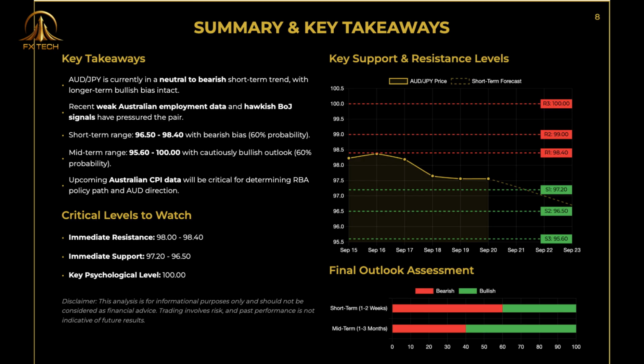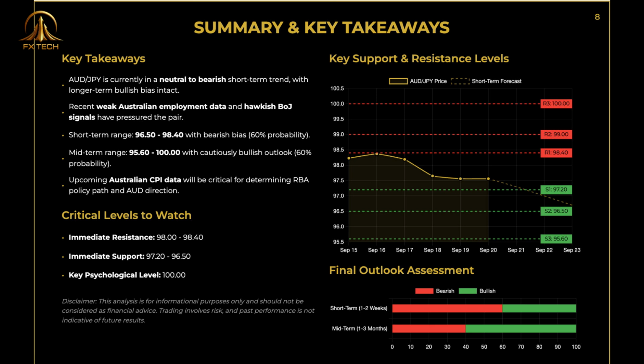For the short term, we expect the pair to trade within a range of 96.50 to 98.40, with a bearish bias carrying a 60% probability. Looking further ahead to the midterm, our outlook becomes cautiously bullish, with an expected range of 95.60 to 100.00 and a 60% probability favoring upside movement. The upcoming Australian CPI data will be critical for determining the Reserve Bank of Australia's policy path and, consequently, the direction of the Australian dollar.